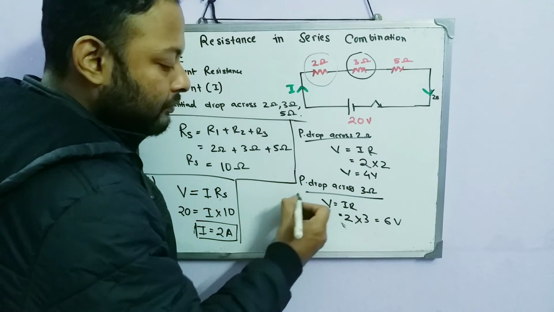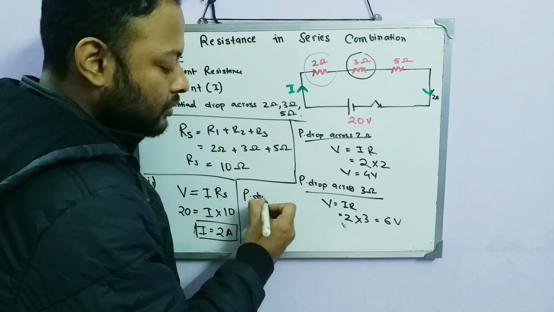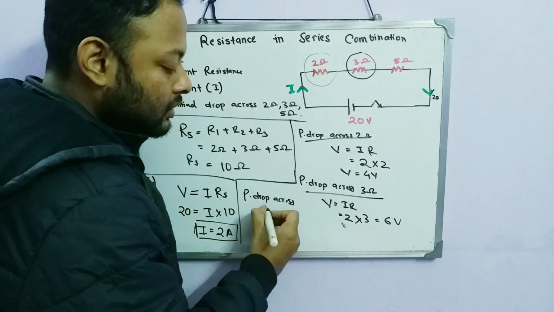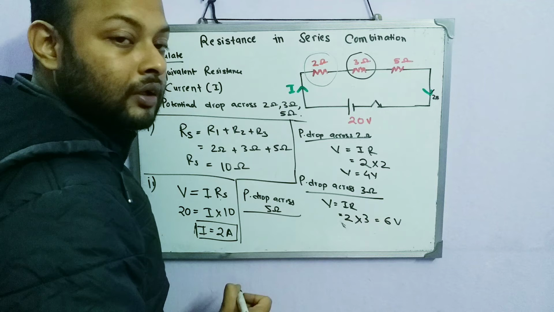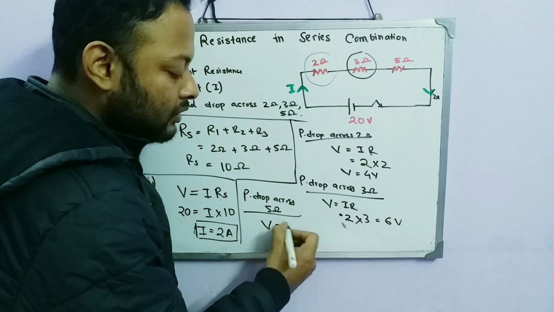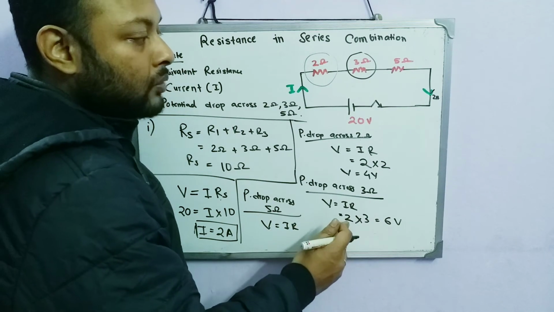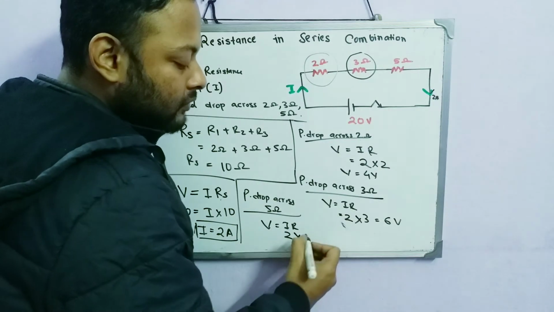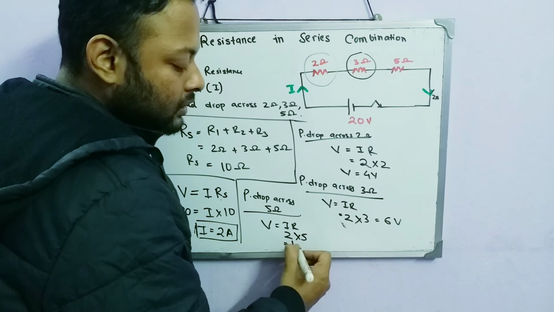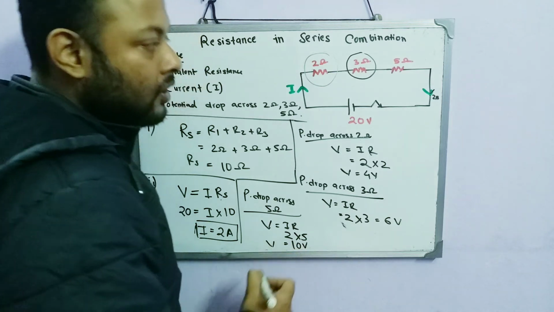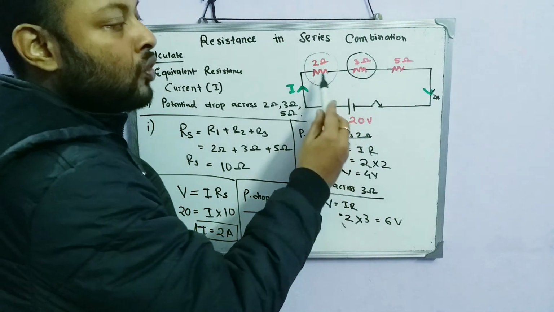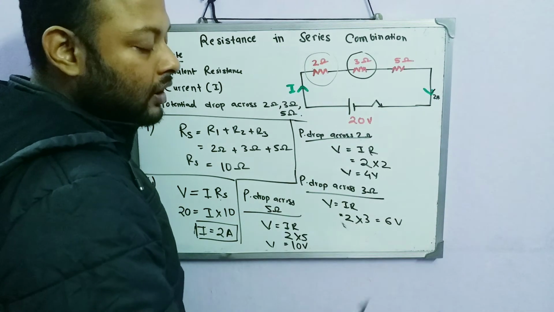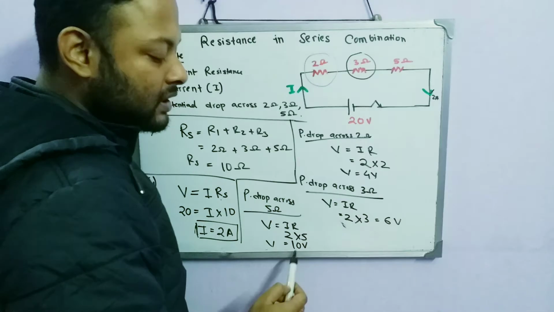Now ultimately, potential drop across the 5 ohm resistor, if they ask me. Now I will use the same formula, V is equal to IR. Now I is how much? Current is 2 ampere. Into resistance is how much? 5. So that becomes 10 volt. So potential drop across 2 ohm is 4 volt. Potential drop across 3 ohm is 6 volt. And potential drop across 5 ohm is 10 volt.